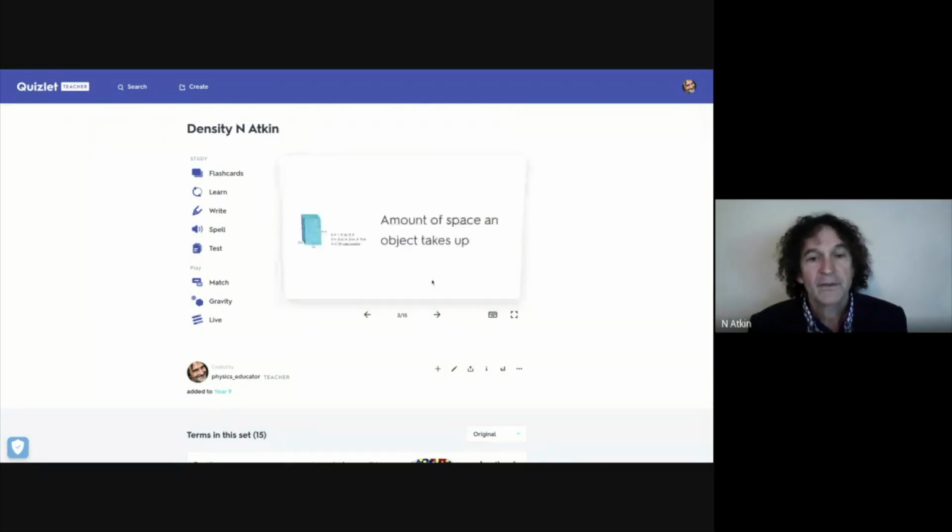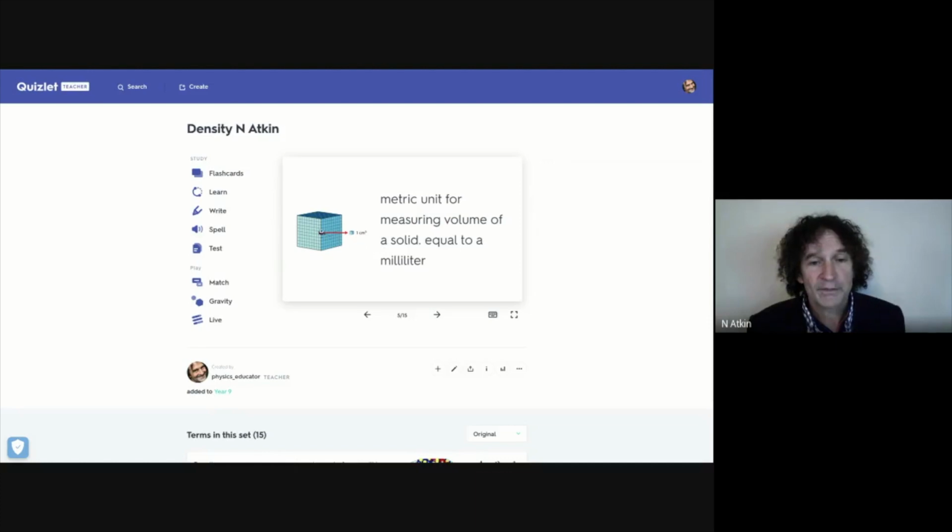Volume is just the amount of space an object takes up. So each of you is taking up an amount of space in the room, and that's your volume. Grams, just a unit for measuring mass. Cubic centimeters, the metric unit for measuring volume.